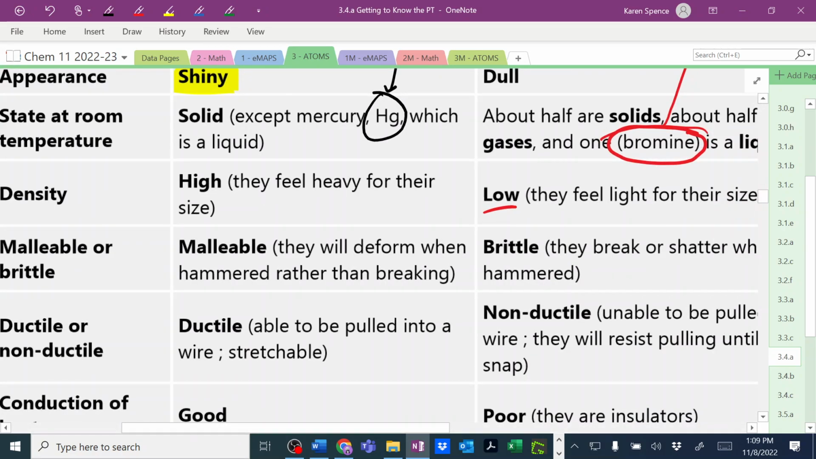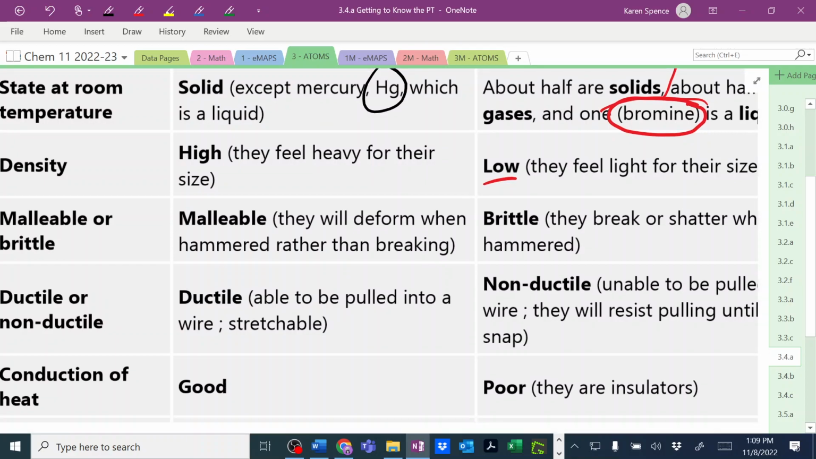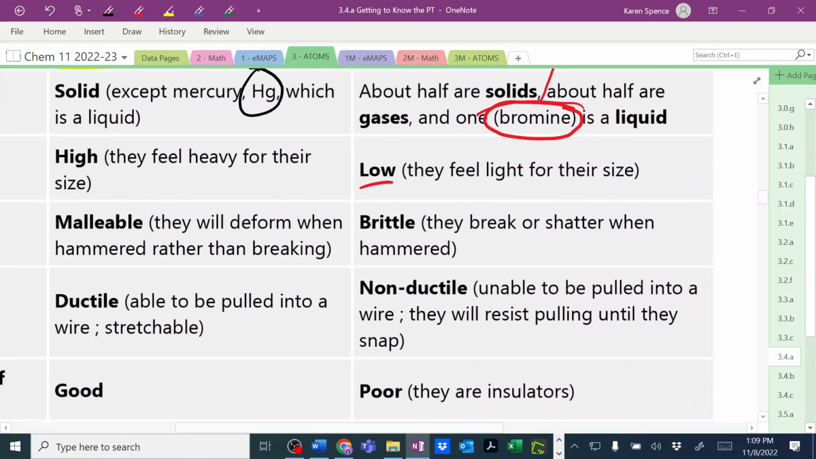So that is malleable. But what happens to your pencil lead if you hit it with a hammer? It breaks. And when things break when you hit them with a hammer, we call them brittle.